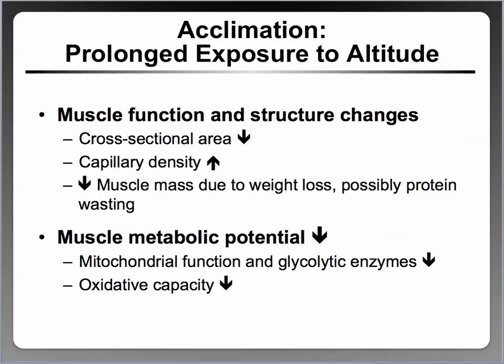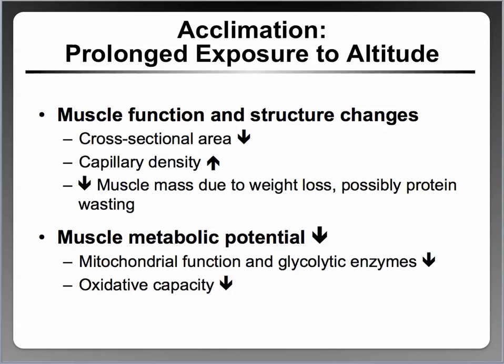So there are also changes that occur with prolonged exposure to altitude that happen to the musculature, and this, what we know, comes from studies on climbers that have been exposed to about 4 to 6 weeks of hypoxia. And what they've seen is that cross-sectional area of the muscle fibers decreases, and this decreases the total muscle area.